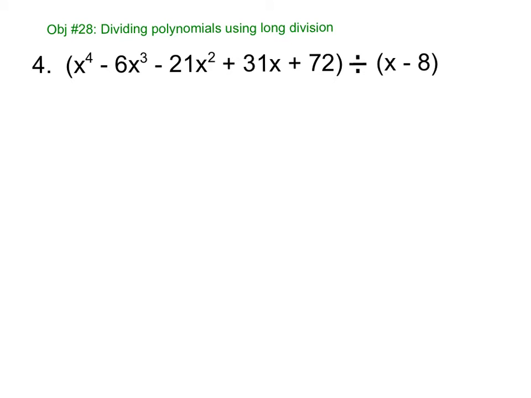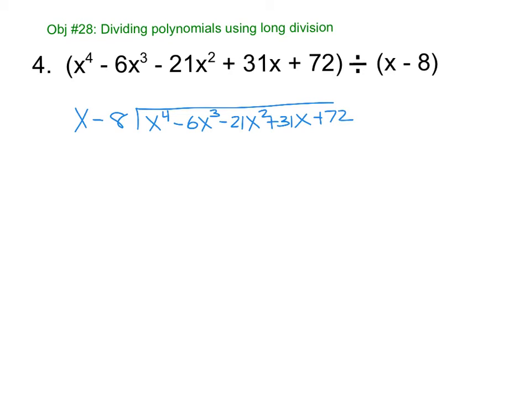All right, so set this one up, and I want you to try to do as much of it as you can by yourself. So x minus 8 is dividing into x to the 4th, 6x to the 3rd, 21x squared, 31x plus 72. All right, so we take our first term inside and divide by the x on the outside. X cubed. So x cubed, distribute, x to the 4th minus 8x cubed.